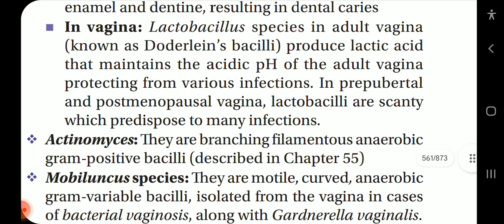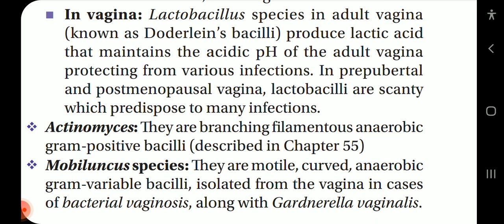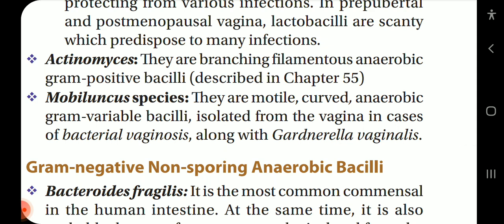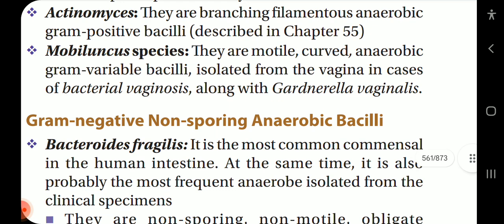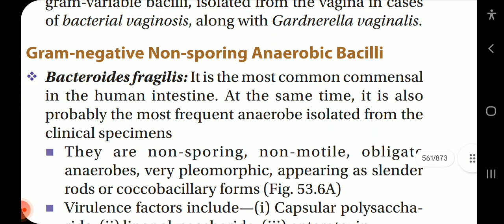In the vagina, lactobacillus species in the adult vagina, known as Doderlein bacilli, produce lactic acid that maintains the acidic pH of the adult vagina, protecting it from various infections. In prepubertal and postmenopausal vagina, lactobacilli are scanty, which predisposes to many infections. Actinomyces are branching filamentous, anaerobic gram-positive bacilli. Mobiluncus species are motile, curved, anaerobic gram-variable bacilli isolated from the vagina in cases of bacterial vaginosis, along with Gardnerella vaginalis.